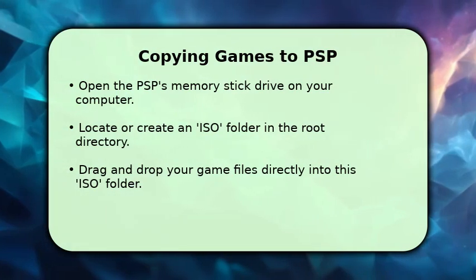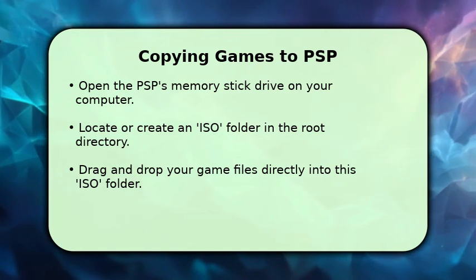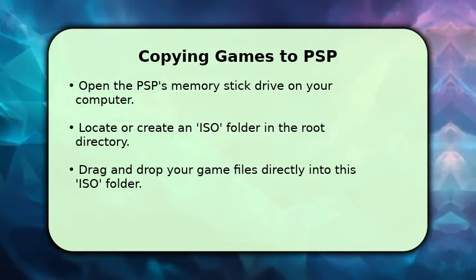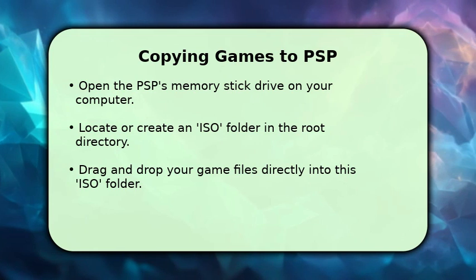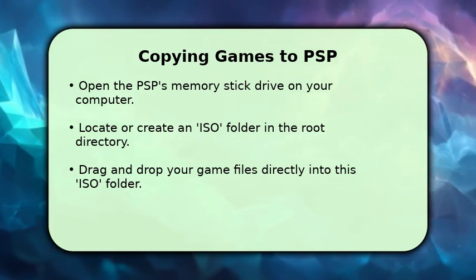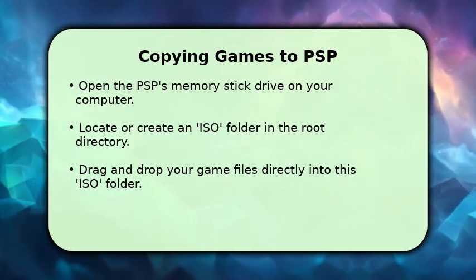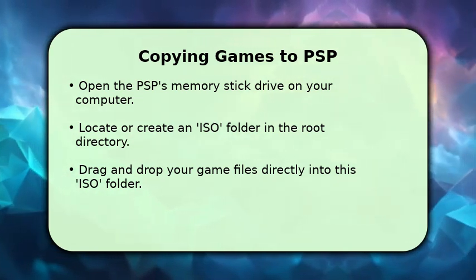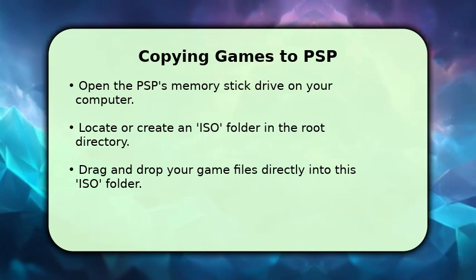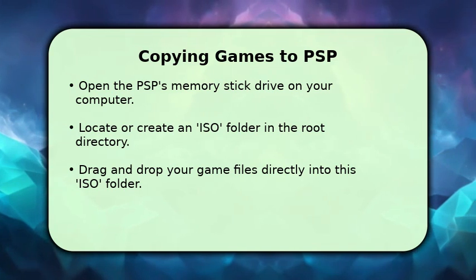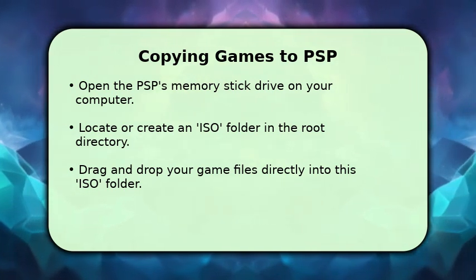Now, let's transfer those games. On your computer, open the drive representing your PSP's memory stick. Look for a folder named ISO in the root directory. If it doesn't exist, simply create a new folder and name it ISO in all capital letters. Then, drag and drop your ISO or CSO game files directly into this ISO folder. This is where your PSP will look for games.